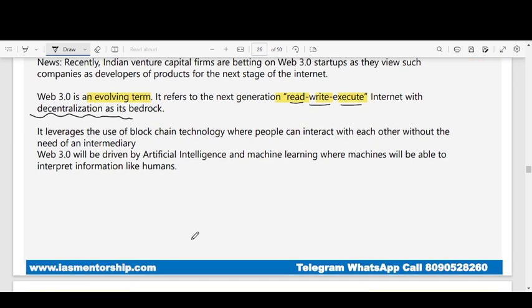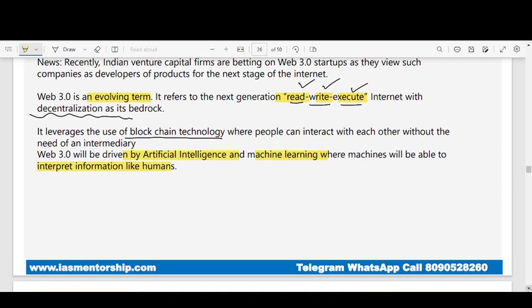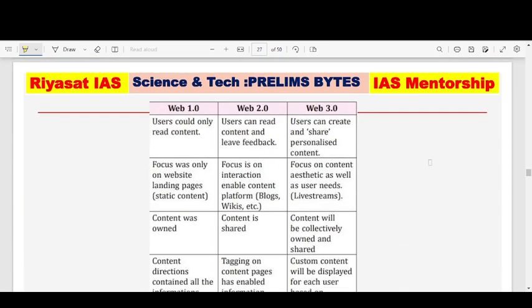So in decentralization, everyone has the power to read, to write, and to execute. Basically it uses blockchain technology, which I have already explained to you, and it will be driven by artificial intelligence and machine learning that will interpret information like humans. Clear? So this is all you need to know about Web 3.0.